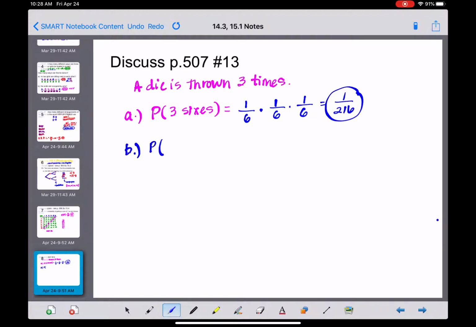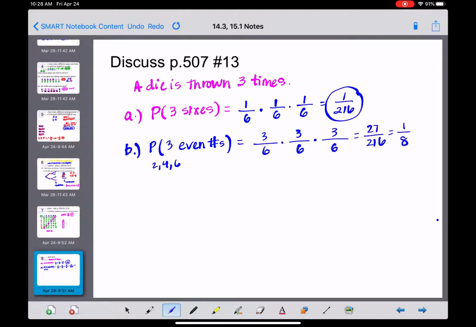The second one says, what's the probability of getting 3 even numbers? Okay, so again, we're throwing it 3 times. I'm going to go ahead and just put my 3 lines there. So how many even numbers do we have? Well, on a die, we have 2, we have 4, and we have 6. So we have 3 out of 6. And then the next roll, we would have a 3 out of 6 chance and a 3 out of 6 chance. Or you might say 1/2 times 1/2 times 1/2. So this would be 27 over 216, which does reduce to 1/8. So again, answers should always be reduced.